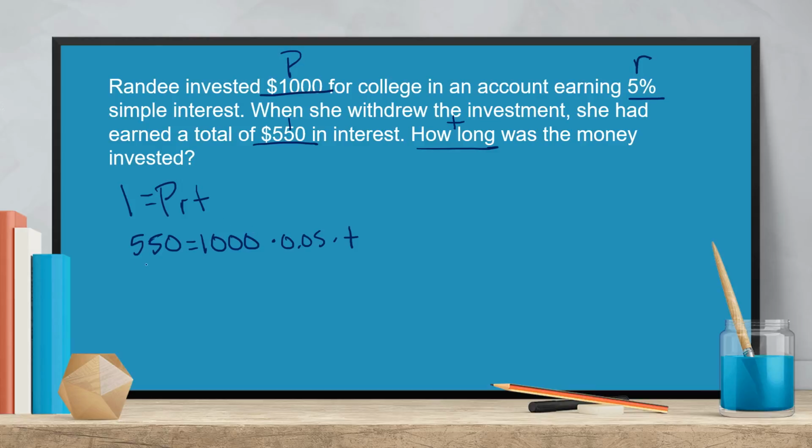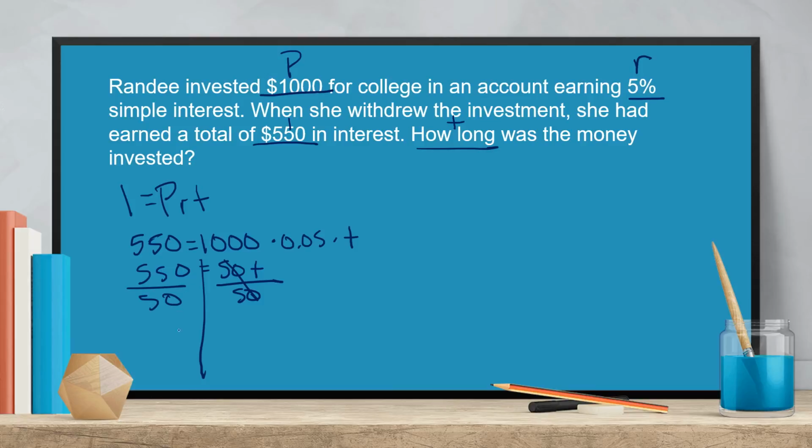That brings us out to 50. So 550 equals 50 times T. We're back to a now equation we can solve. We got multiplication here. The opposite of that is division. So we divide by the coefficient, that's 50. We do it to both sides.